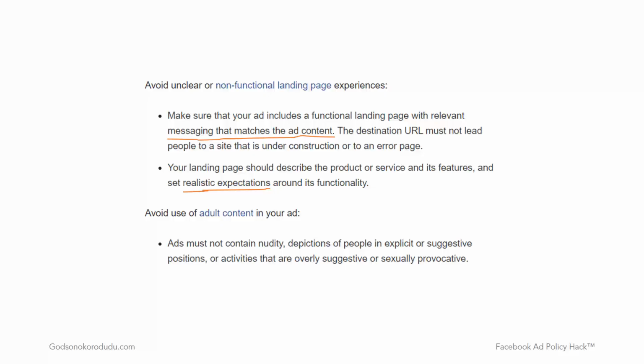Then lastly, you want to avoid the use of adult content in your ad. So ads must not contain nudity, depictions of people in explicit or suggestive positions, or activities that are overtly suggestive or provocative. So those are some of the common areas you want to watch out for.